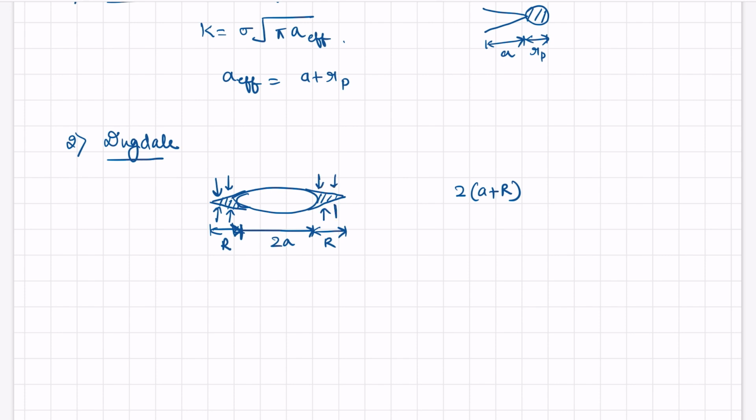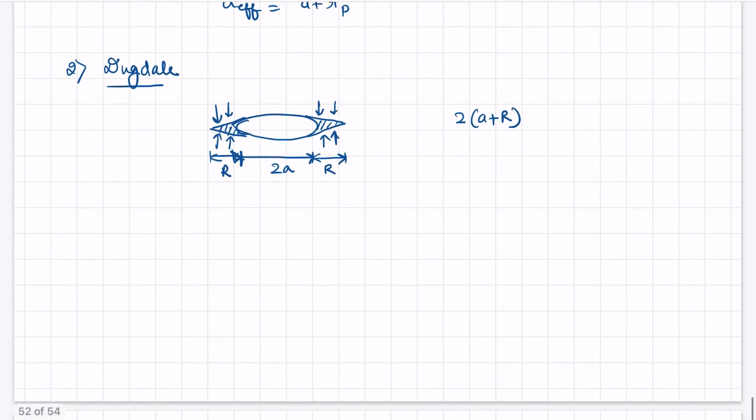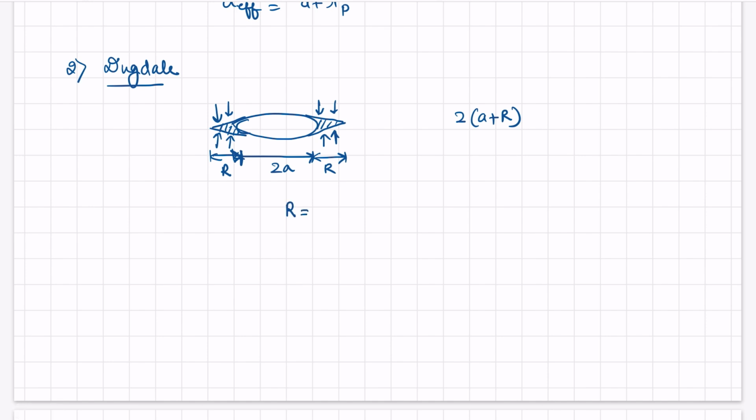Based on this assumption, he proposed an equation to determine the plastic zone length, that is pi squared sigma squared a divided by 8 sigma y squared. Here sigma is the applied stress, a is the crack length, and sigma y is the yield strength. We can write pi K squared, because we know K is equal to sigma root pi a, divided by 8 yield strength squared.